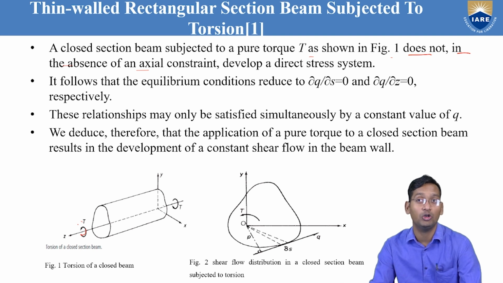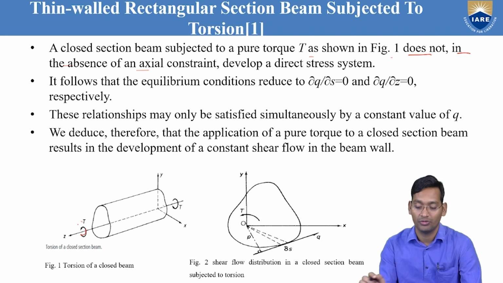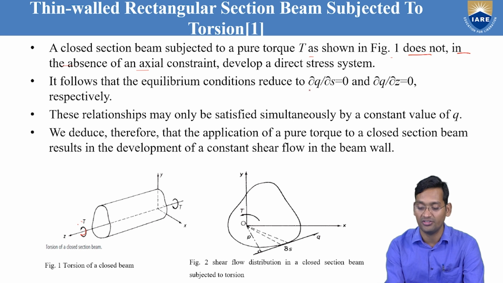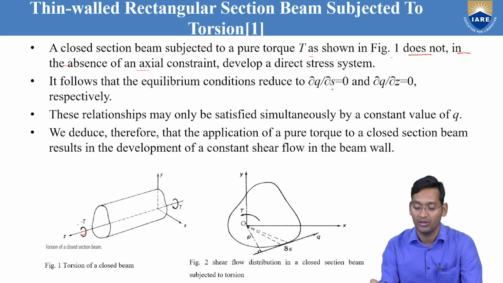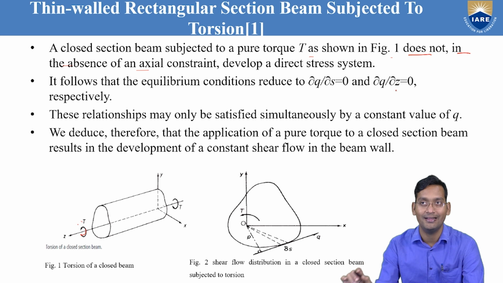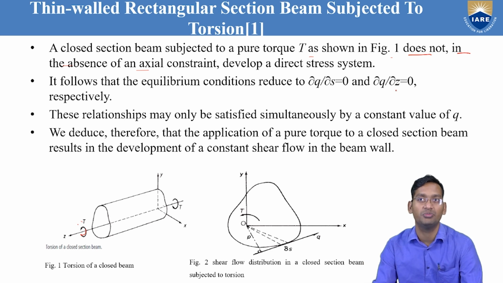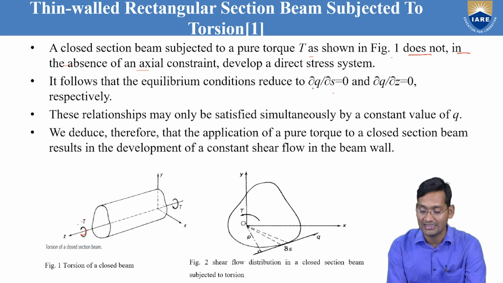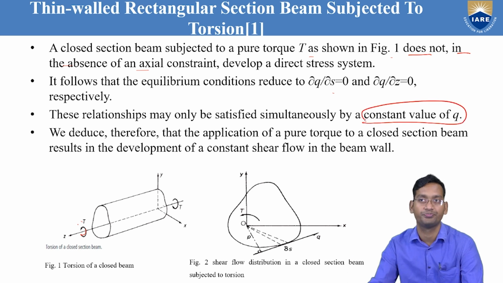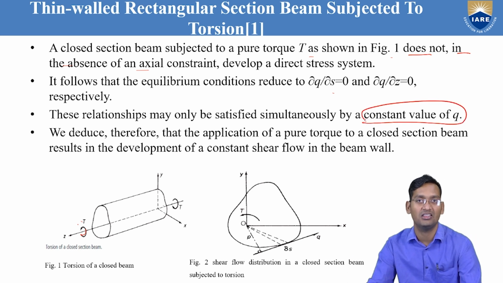It follows that the equilibrium conditions reduce to del q by del s equals 0 and del q by del z equals 0 respectively, that is, for shear flow along s and z these derivatives are 0. These relationships may only be satisfied simultaneously by a constant value of q. Only then is this relation valid.